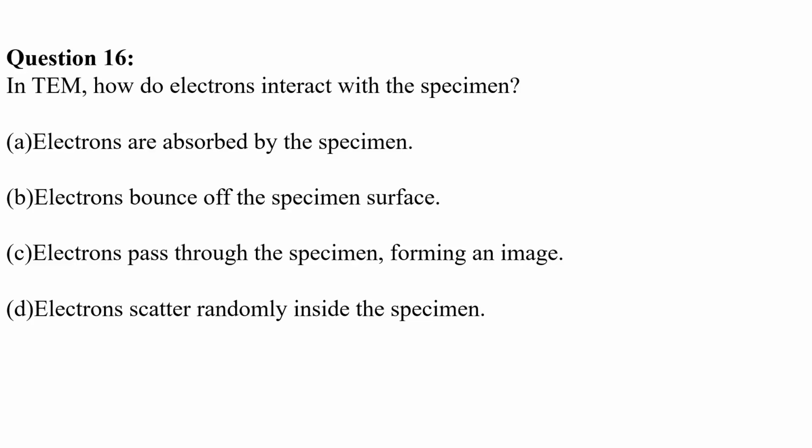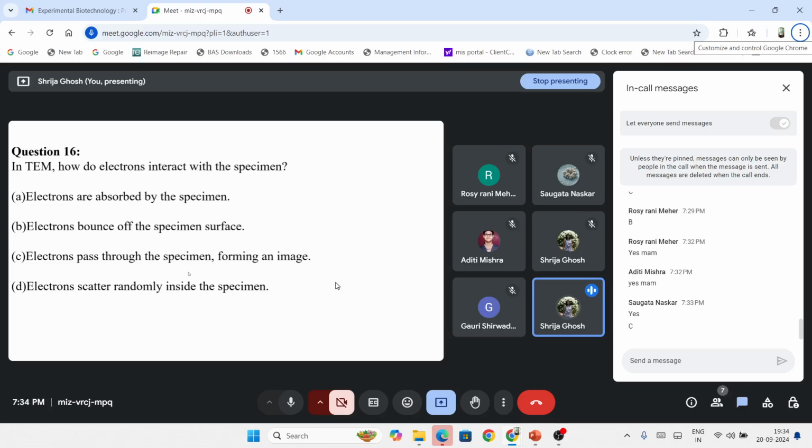So TEM is transmission electron microscopy. So think of it logically also. The name says transmission electron microscopy. So how do you think the electrons interact with the specimen? Electrons are absorbed by the specimen, or electrons bounce off the specimen surface, or electrons pass through the specimen forming an image, or electrons scatter randomly inside the specimen. What do you think is happening in a transmission electron microscope?